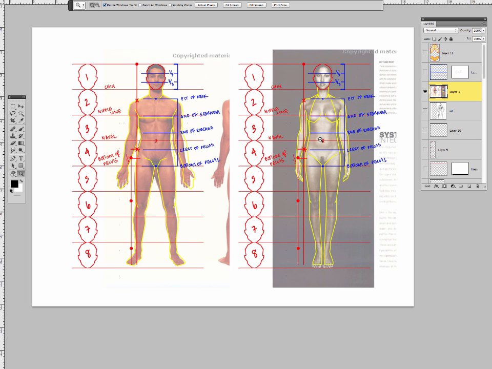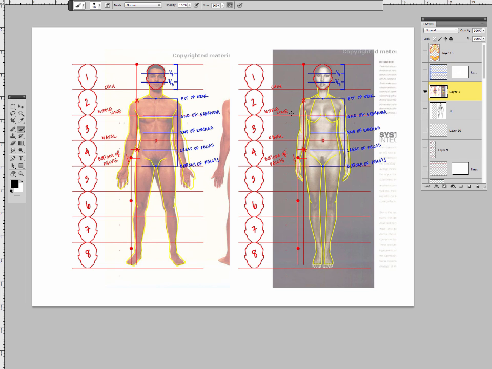And here we have the female version as well. Interestingly enough, it seems like the man has longer arms. As you see, the bottom of the pelvis lines up with the wrist, whereas the woman has shorter arms. Okay.